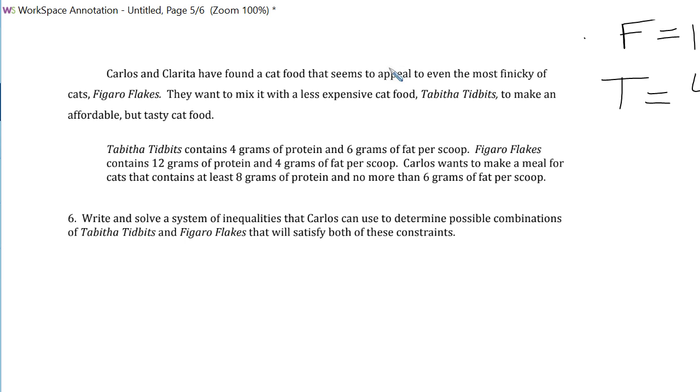Now we've got some constraints. Carlos wants to make a meal that contains at least 8 grams of protein and no more than 6 grams of fat. So we need to do some sort of combinations of Figaro's and Tabby's to figure out what our possible combinations are.